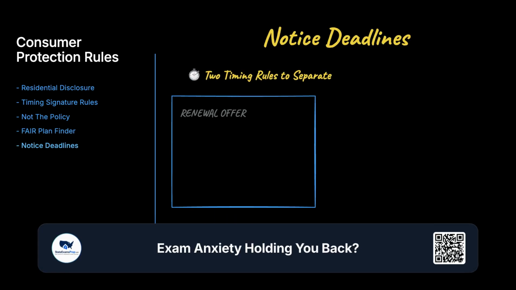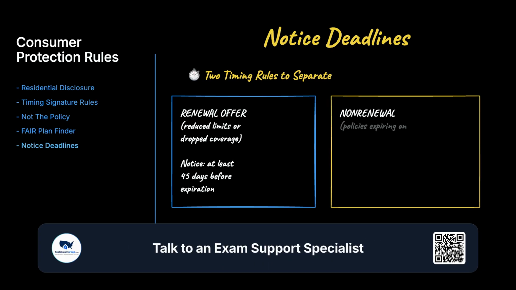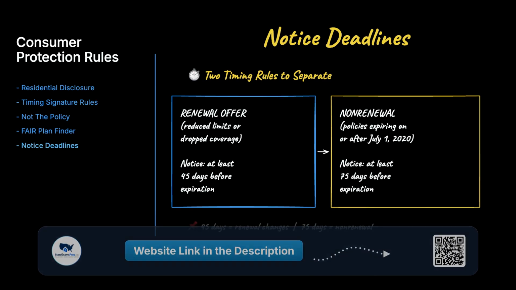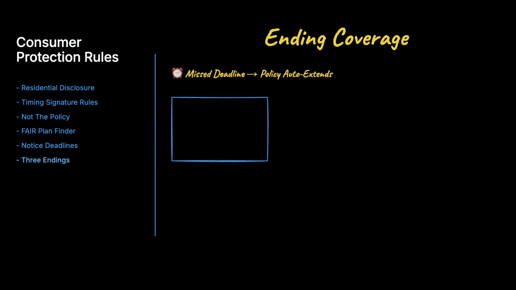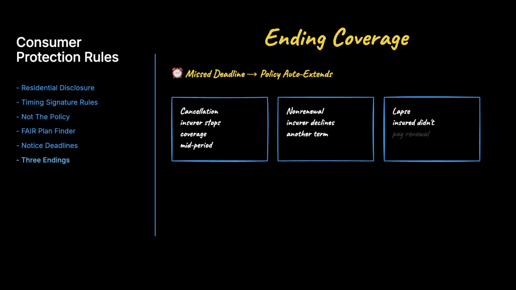Two timing numbers here trip nearly everyone, so separate them cleanly. For a renewal offer, especially one reducing limits or dropping coverage, the insurer must notify you at least 45 days before the policy expires. For a non-renewal on policies expiring on or after July 1st, 2020, the notice must come at least 75 days ahead. And if the insurer blows those deadlines, the policy auto-extends, giving the consumer breathing room instead of a sudden gap.